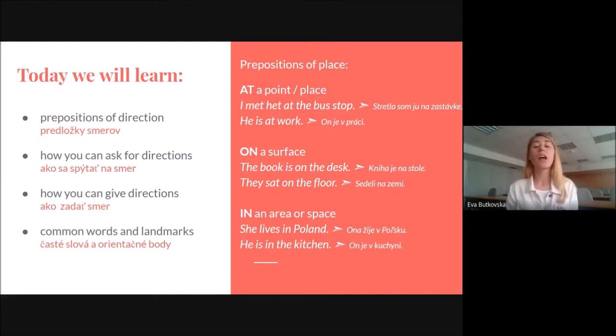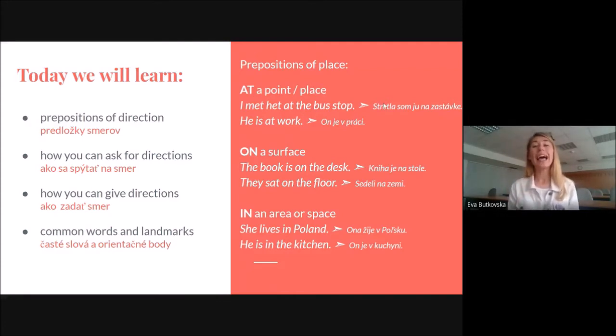In, on, and the last preposition is at, a point or a place. It is not specifically in, it is not specifically on, but is at. Imagine it's at some place. So for example, I met her at the bus stop. Maybe you would like to use the preposition on, but remember and really keep it in your mind that with bus stops we use the preposition at. So at the bus stop.